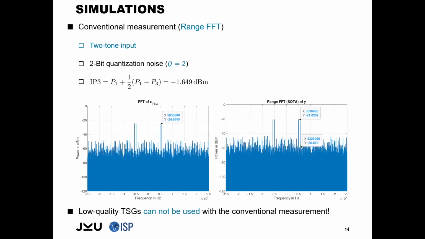With 2-bit quantization noise, we, as expected, get a wrong IP3, because now the quantization noise is overlapping the third order intermodulation distortion and the IP3 is completely wrong. So with a low quality test signal generator, the conventional measurement cannot be used.